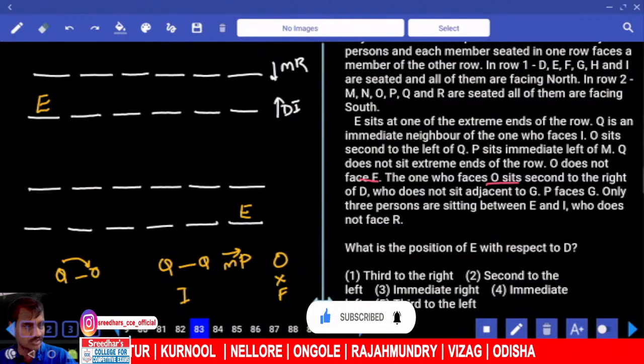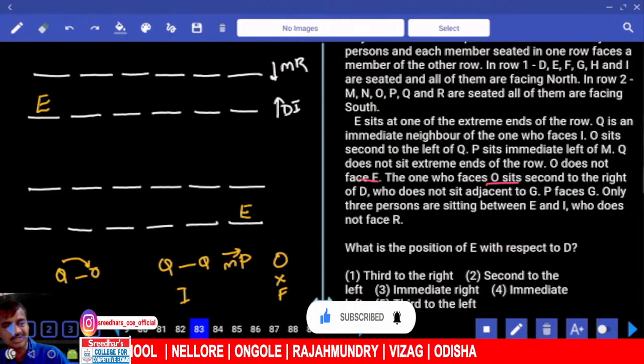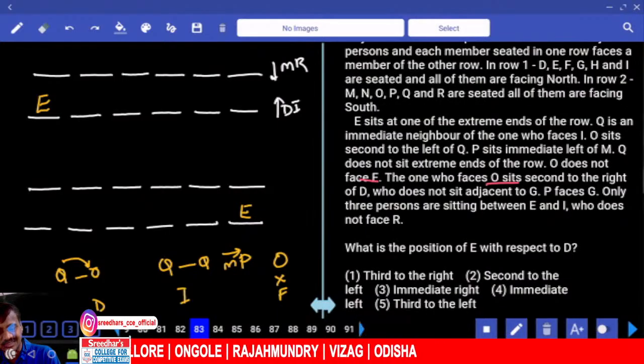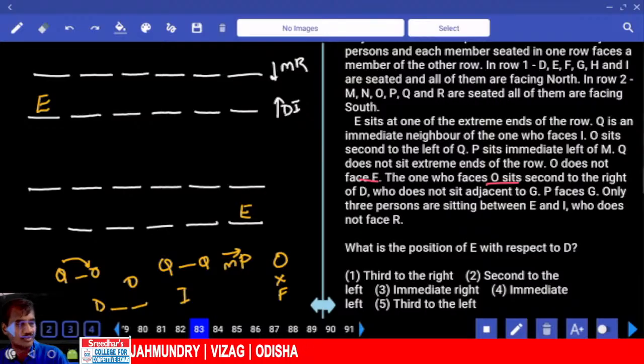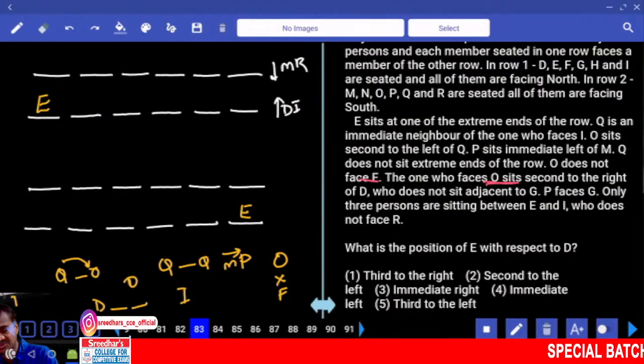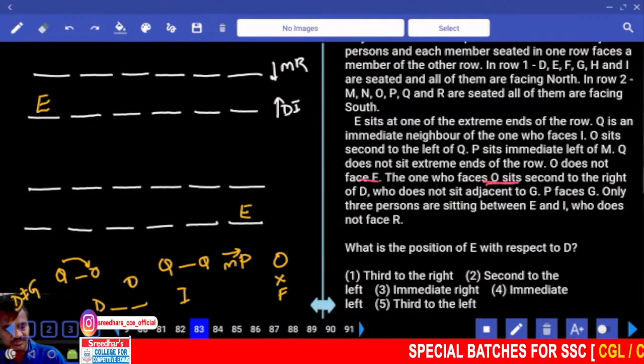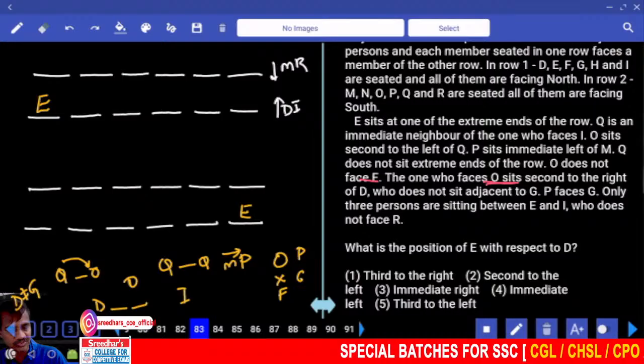And next one, the one who faces O sits second to the right of D. Now D is second right and opposite, who is that one? O. The one who faces O sits second to the right of D. D is not adjacent to G. Now D and G are not adjacent to each other. And P faces G. Now P and G are opposite to each other.